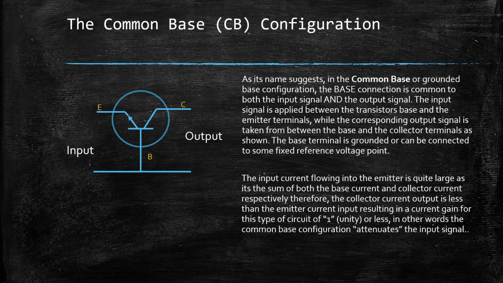The input current flowing into the emitter is quite large, as it's the sum of both the base current and collector current respectively. Therefore, the collector current output is less than the emitter current input, resulting in a current gain for this type of circuit of unity or less. In other words, the common base configuration attenuates the input signal.